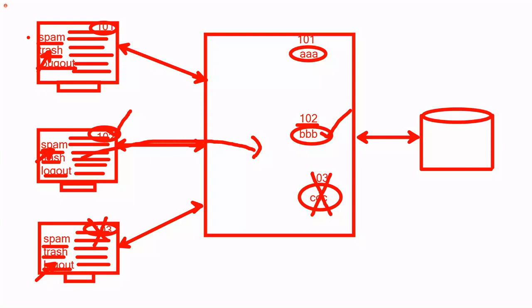Because of this session tracking mechanism, you are not typing username and password again and again. But how much is the time period of a session? It depends on your usage. Session means it is a time period between login and logout. Whenever you click on the login button until you click on the logout button, that much time period is called one session.